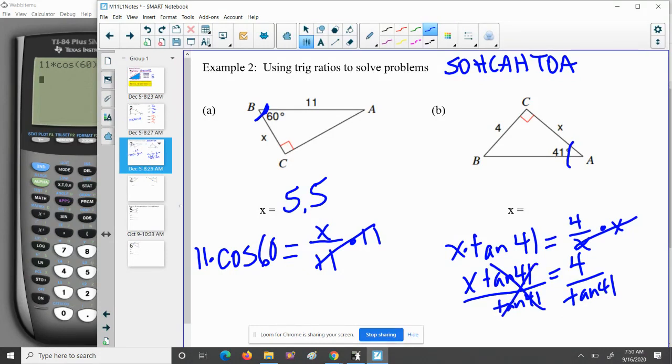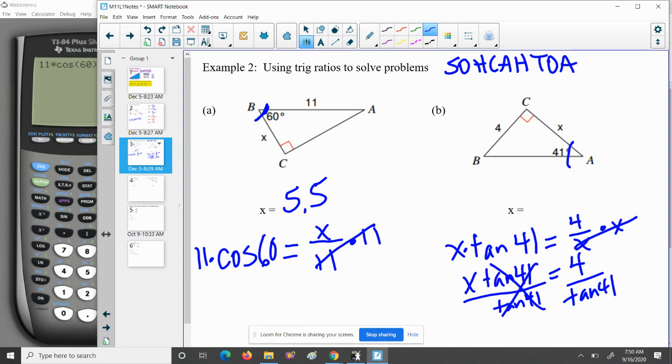So I want you to think about what we had originally. Originally, we had tangent of 41 equals 4 over x. Now we have x equals 4 over tangent of 41. Notice that the x and the tangent of 41 just switched places, right? So from now on, whenever you solve one like this where x is on the bottom, remember to just switch places with whatever is on the left side, okay?